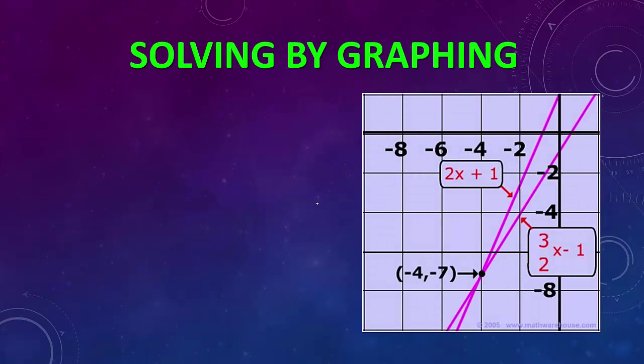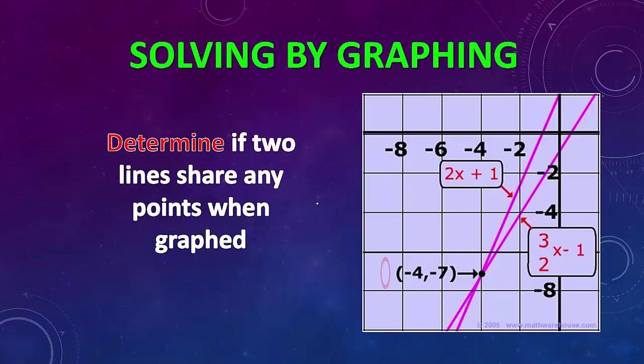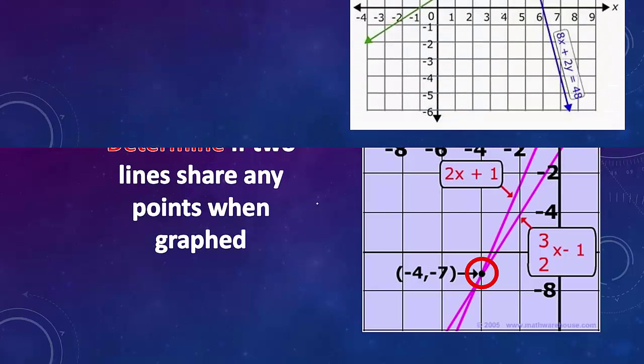Alright, next comes the really easy one, solving by graphing. When you're given a graph, all you have to do is look and see where the lines cross. That's it. If you're given two equations that are in slope-intercept form, you can just go ahead and graph them and then look where the two lines cross.